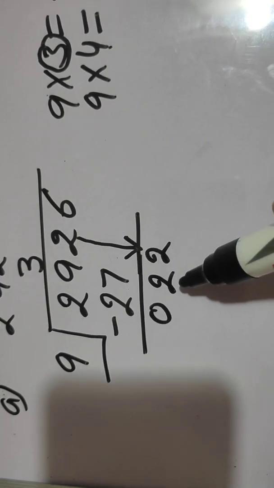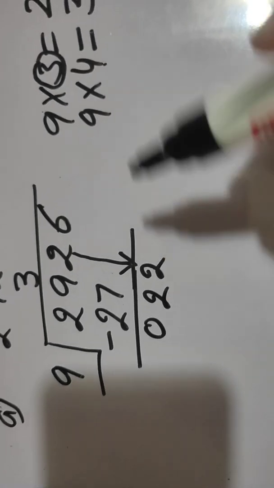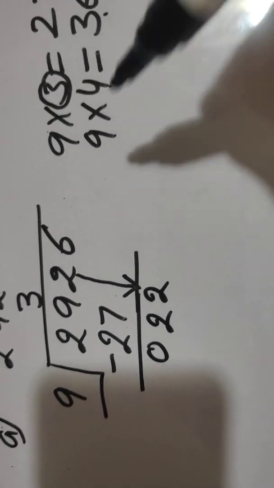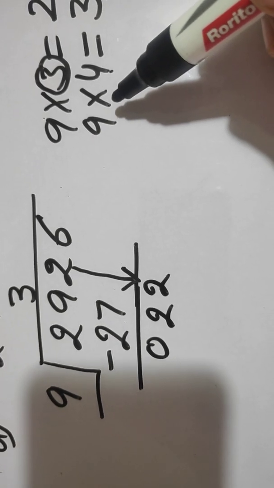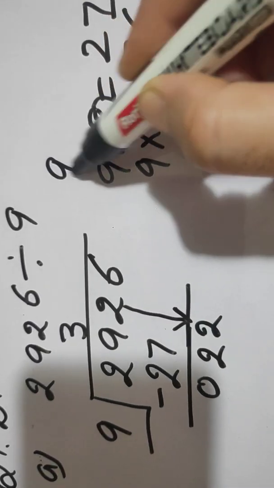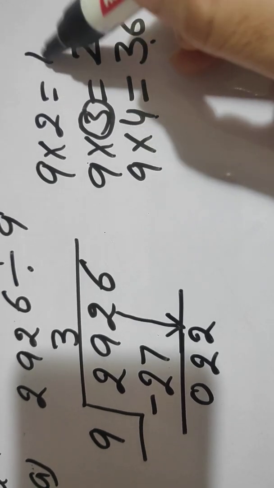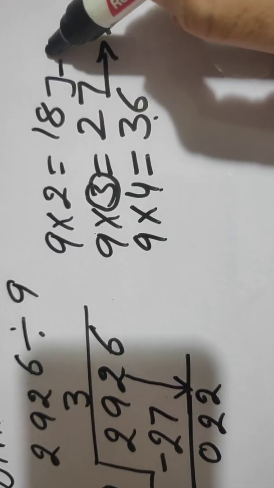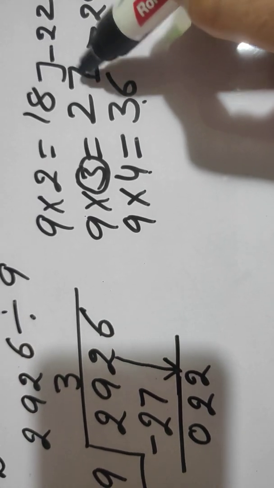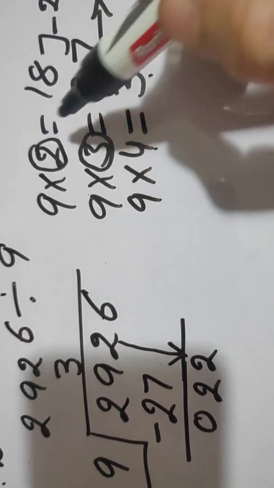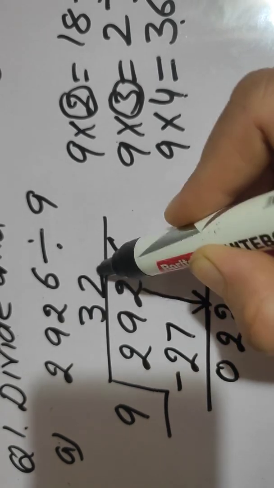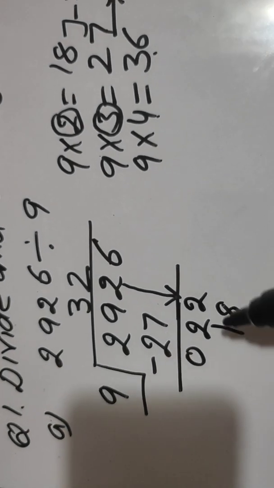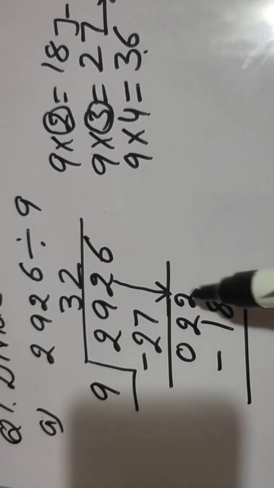Now we have to read the table of 9 near about 22. So 9 2s are 18, 9 3s are 27. 22 lies between these. 27 is bigger, so the table goes on 9 2s are 18. So 2 we will write here and 18 under this, and now we will subtract.